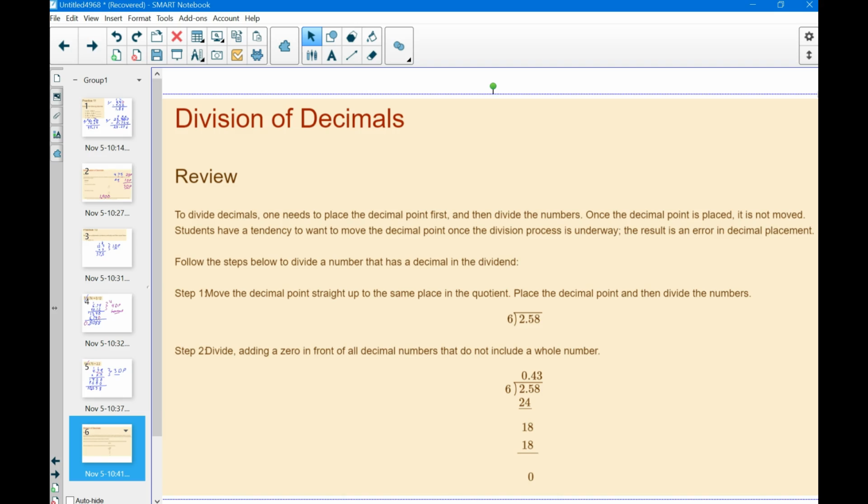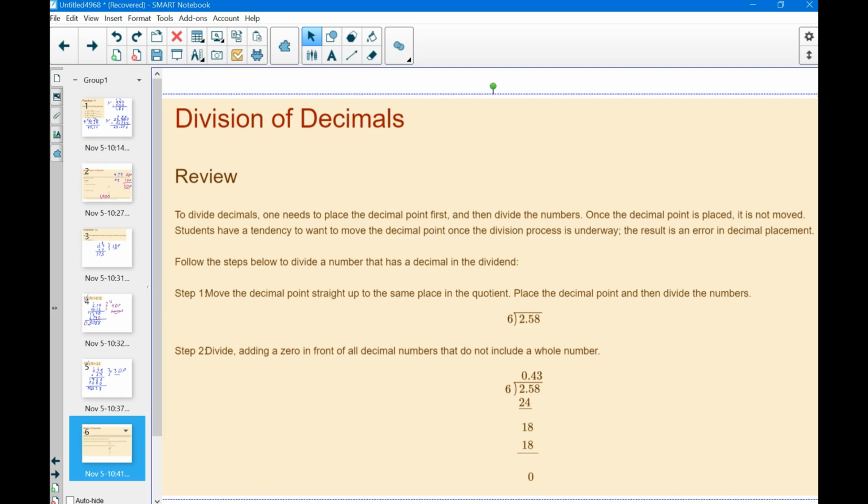So, to divide decimals, one needs to place the decimal point first and then divide the numbers. Once the decimal point is placed, it is not moved, and the students have a tendency to want to move the decimal point once this process is underway. The result will be an error.